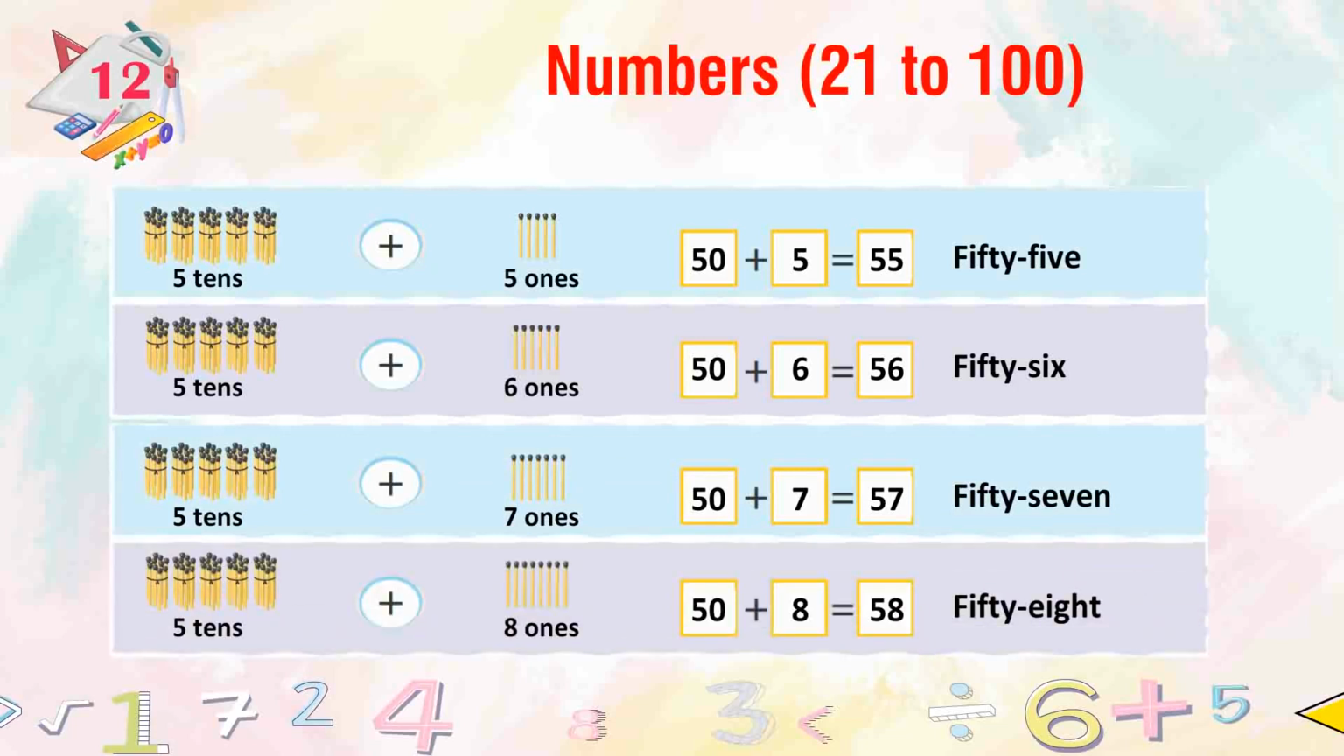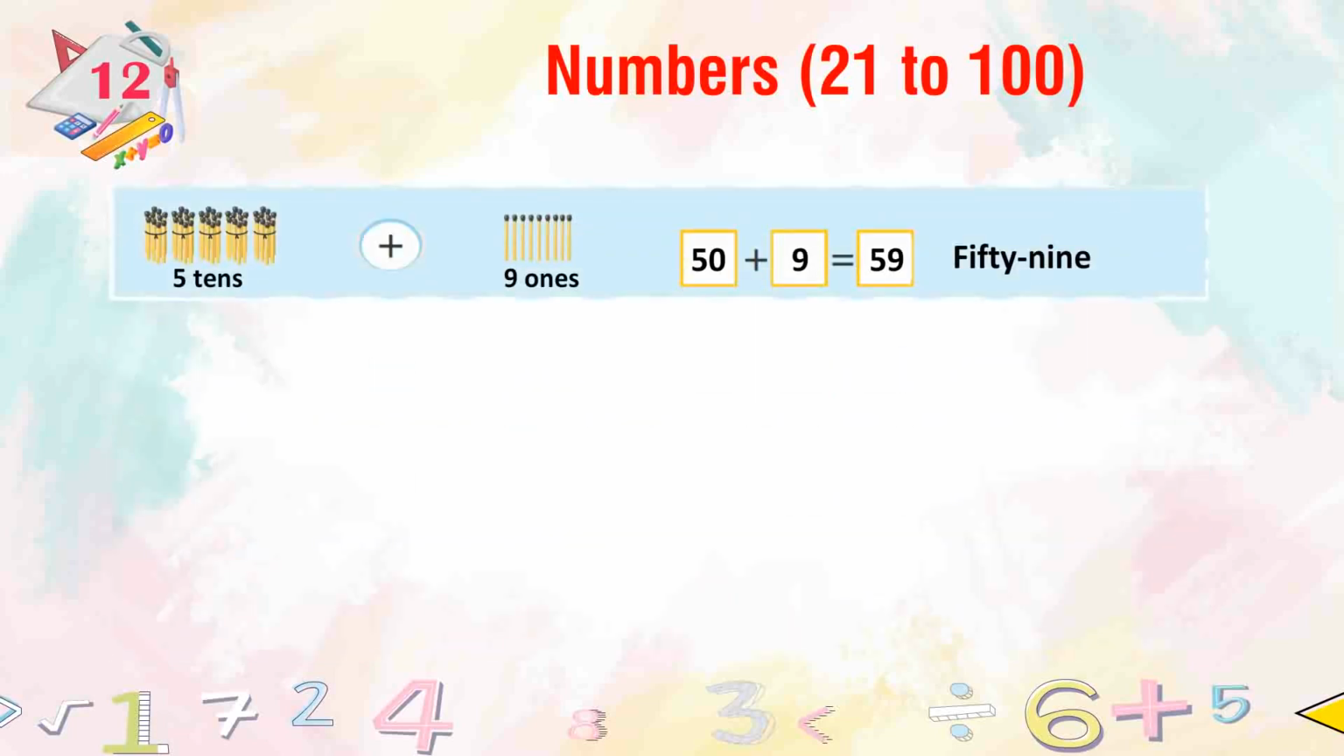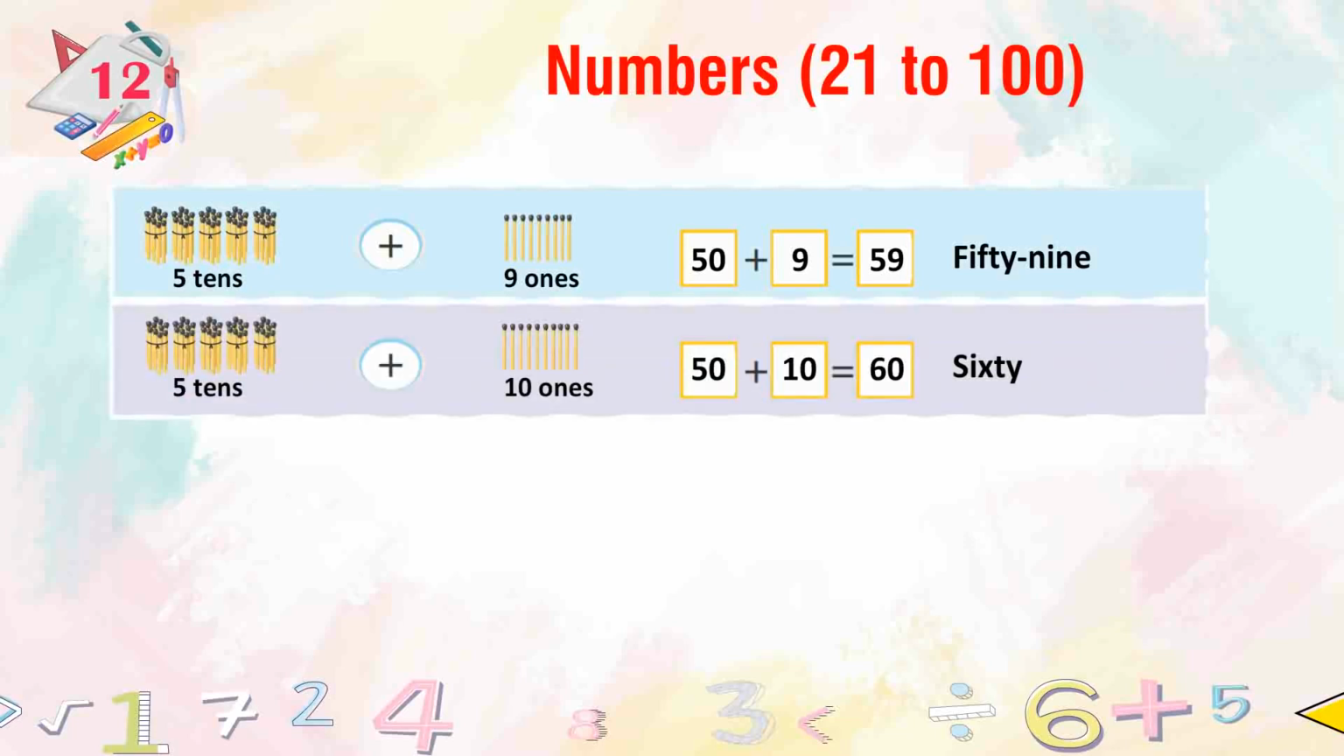Five tens plus 8 ones, 50 plus 8 is equal to 58. Five tens plus 9 ones, 50 plus 9 is equal to 59. Five tens plus 10 ones, 50 plus 10 is equal to 60.